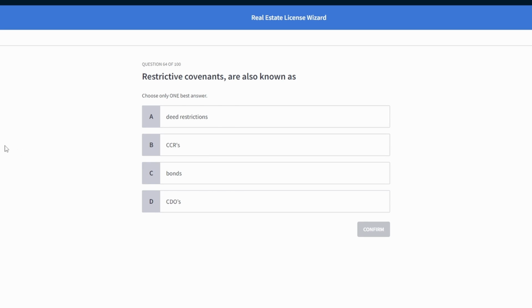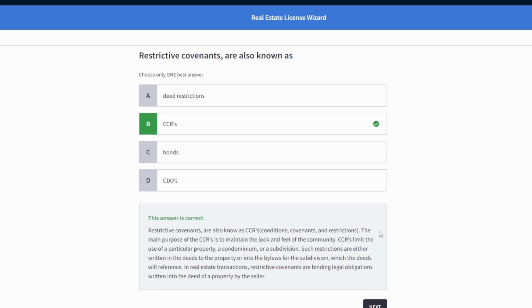Alrighty, so restrictive covenants are also known as what? The correct answer is B, CCRs. So CCR stands for conditions, covenants, and restrictions. The main purpose of a CCR is to maintain the look and feel of a community. CCRs limit the use of a particular property, condominium, or subdivision. Such restrictions are either written in the deeds to the property or into the bylaws for the subdivision, which the deeds will reference. In real estate transactions, restrictive covenants are binding legal obligations written into the deed of a property by the seller. So pretty much you just need to be familiar with restrictive covenants as well as its other name, CCRs. Pretty straightforward there.